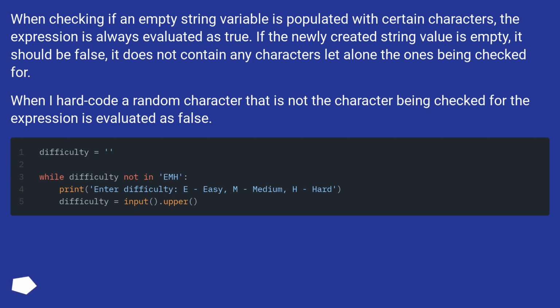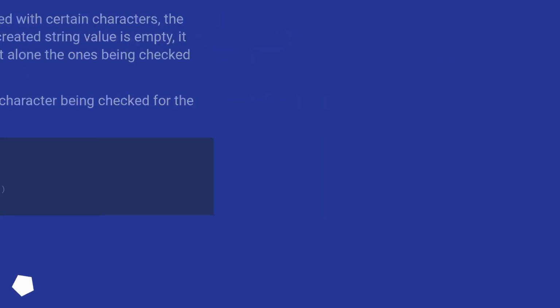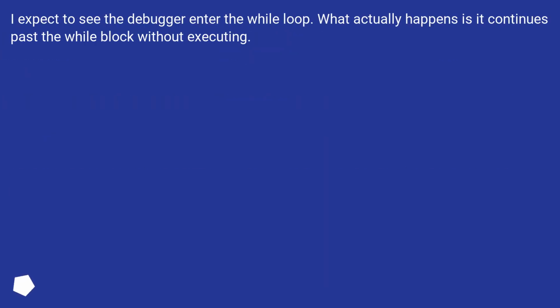When I hardcode a random character that is not the character being checked for, the expression is evaluated as false. I expect to see the debugger enter the while loop. What actually happens is it continues past the while block without executing.